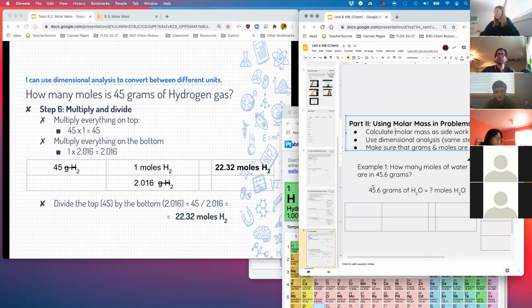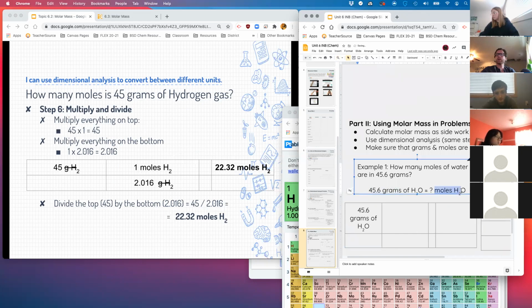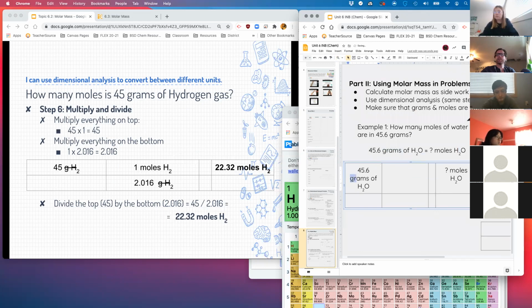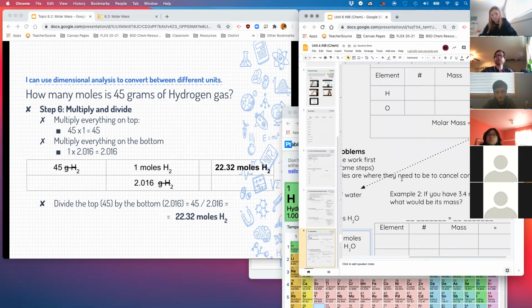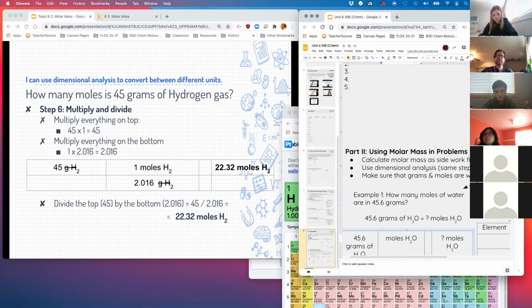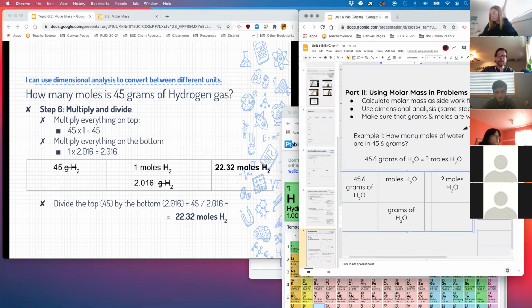As always, start with what I have. I'm even just going to copy it and put it in here. And what I want, I'll put over here. This unit right here is going to go on the bottom. This unit right here is going to go on top. And now it's time for me to enter my molar mass. We've already calculated the molar mass, and it's 18.016 grams for every 1 mole.